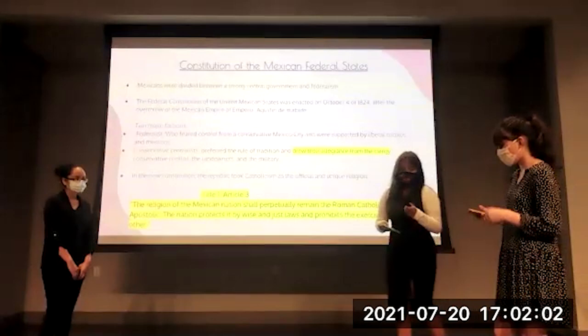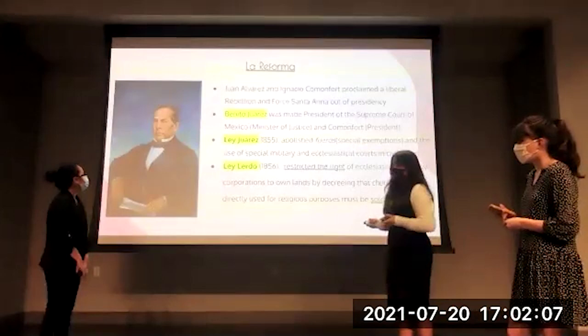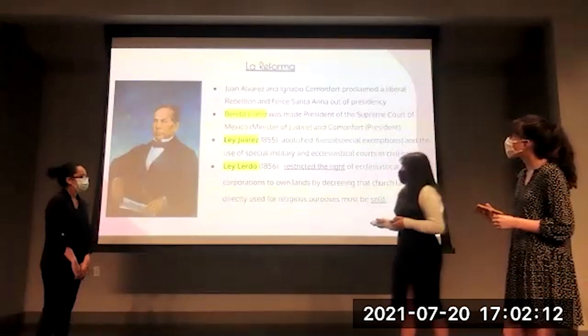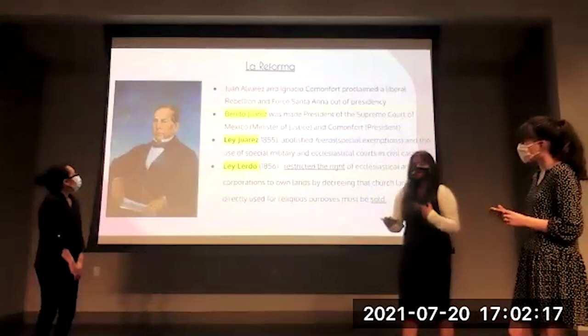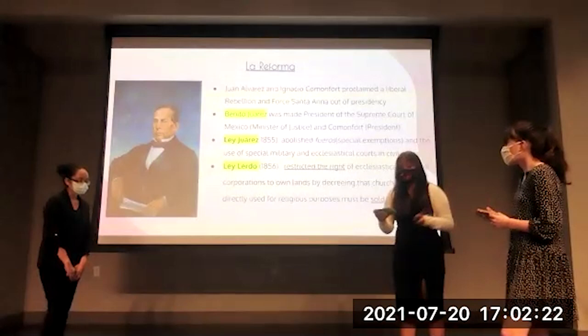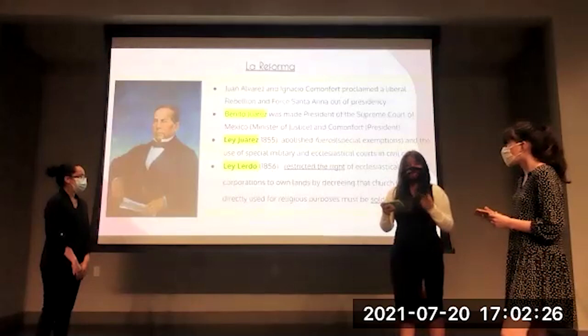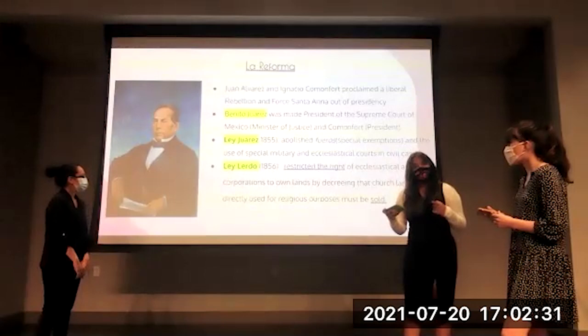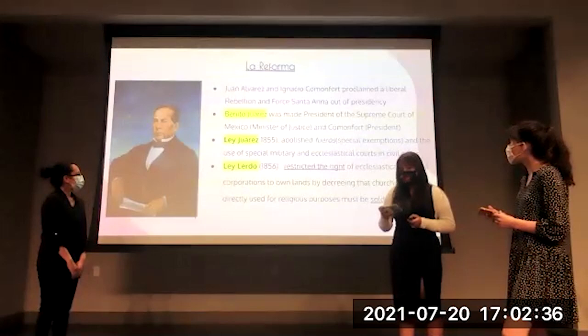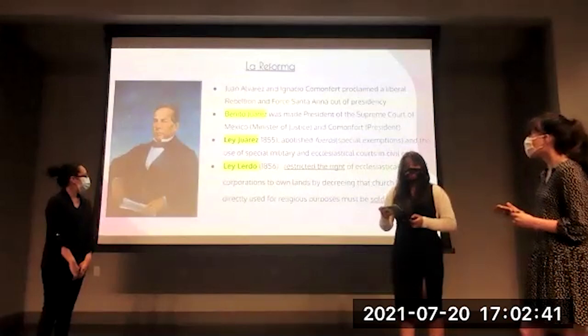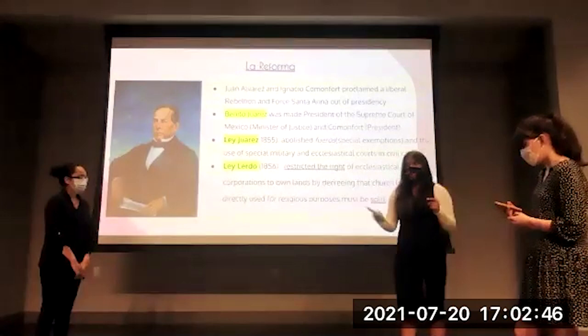Fast forward a couple of years. There were these three liberal expatriates called Juan Alvarez, Ignacio Comonfort, and Benito Juarez. They wanted to bring this liberal revolution to Mexico, so they voted against Santa Anna, the current president, who was in a weak spot. They ended up taking over, and they made Comonfort the president and Benito Juarez the Minister of Justice. Once they were in office, they passed two laws called Ley Juarez and Ley Lerdo. Ley Juarez basically abolished fueros, which were special exemptions given to the church in civil court cases. And Ley Lerdo basically told the Mexican Catholic church that if you have other land that you're not using for religious purposes, you must sell it. These laws were always enforced.